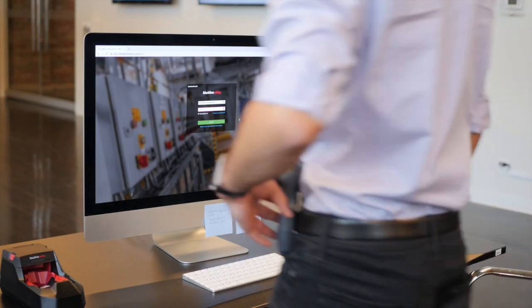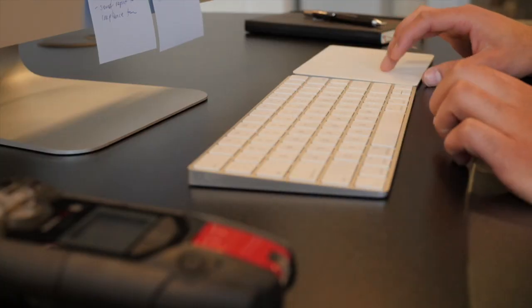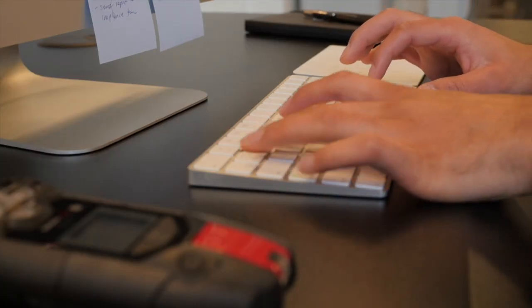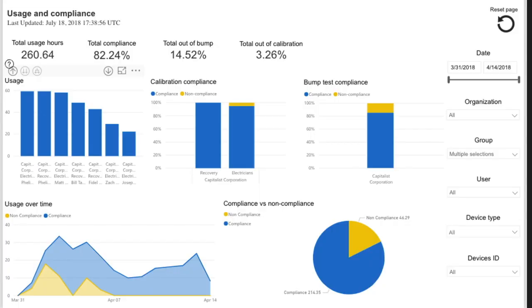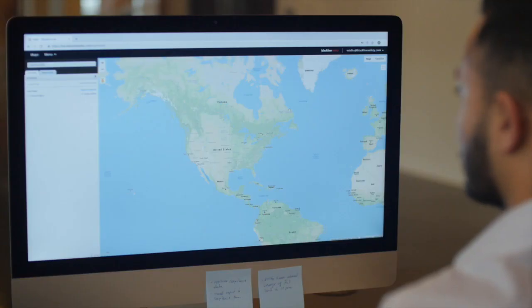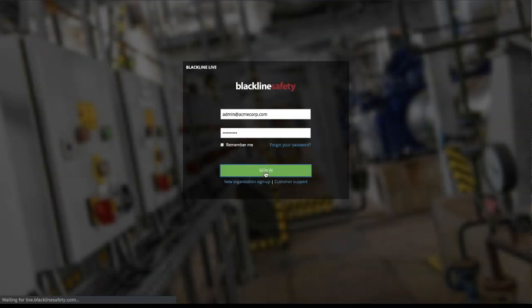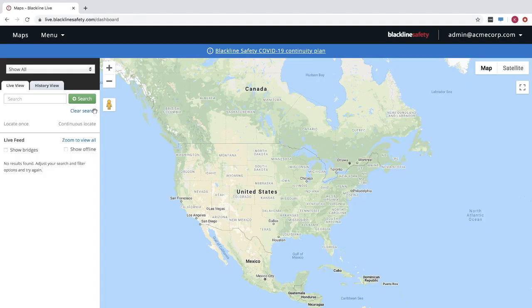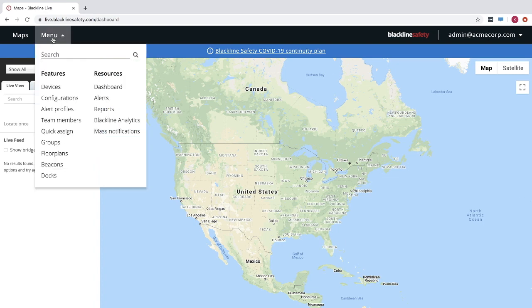Usage and gas compliance are both metrics used to ensure workers are doing their jobs safely. This report tracks the percentage of compliance in your organization for high-level visibility and may help to highlight opportunities for policy and process improvement. To get an overview of how compliant your organization is, navigate to Blackline Analytics through the main menu and select the report from the sidebar.